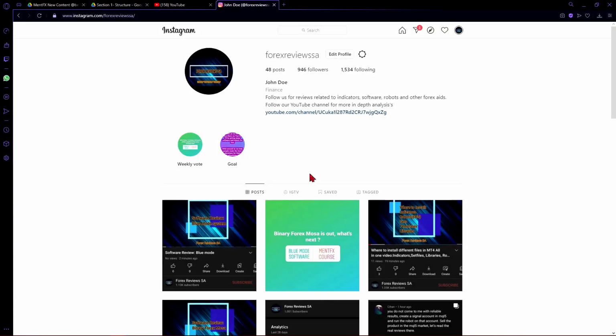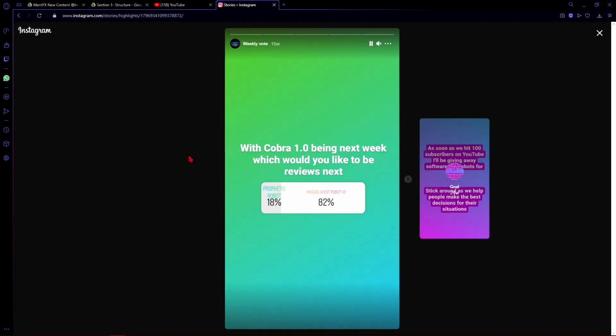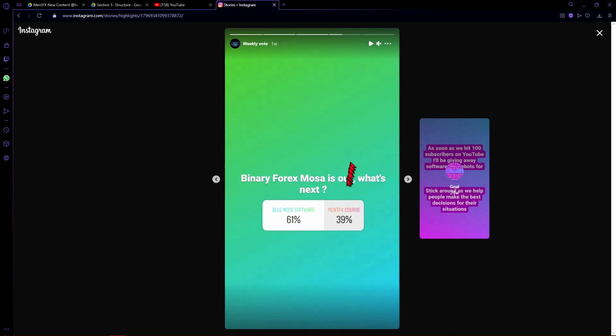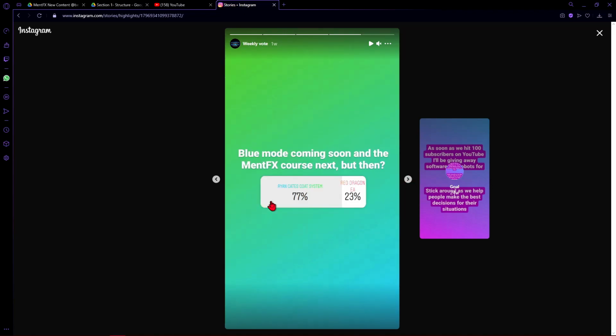This week we will be reviewing the MentFX course, as voted a few weeks ago. During this vote, the Blue Mode software that was released last week won against the MentFX course. So this week we are doing the MentFX course, then next week we will be reviewing Ryan Cates' code system, and after that we'll go into the Red Dragon EA.